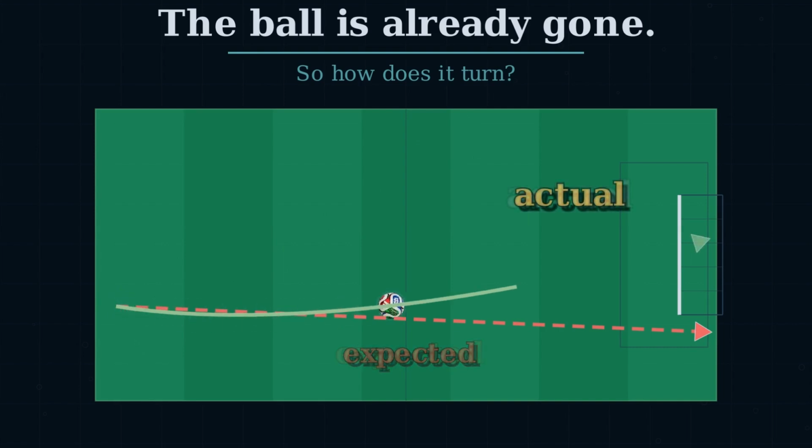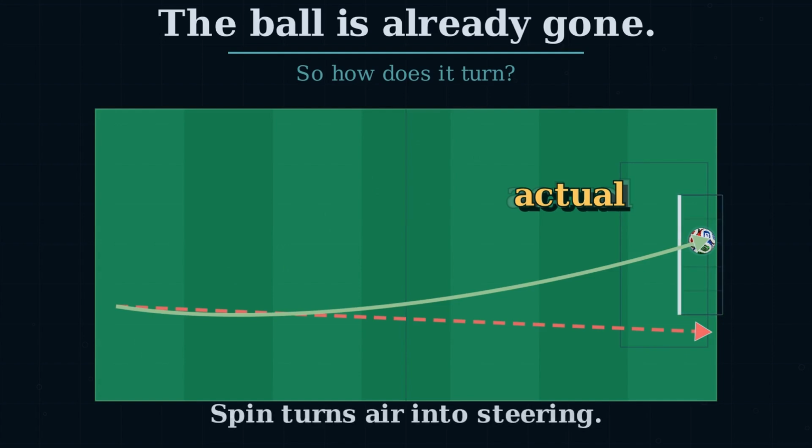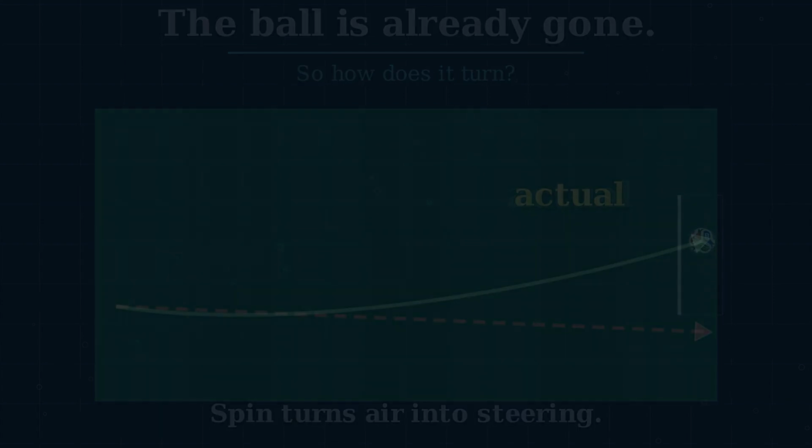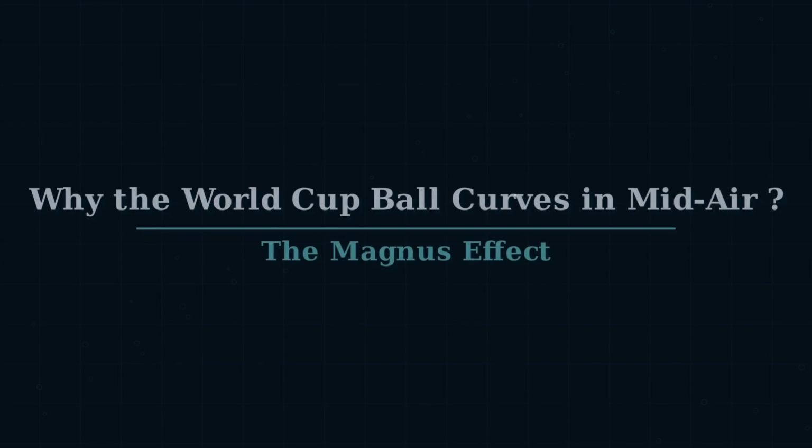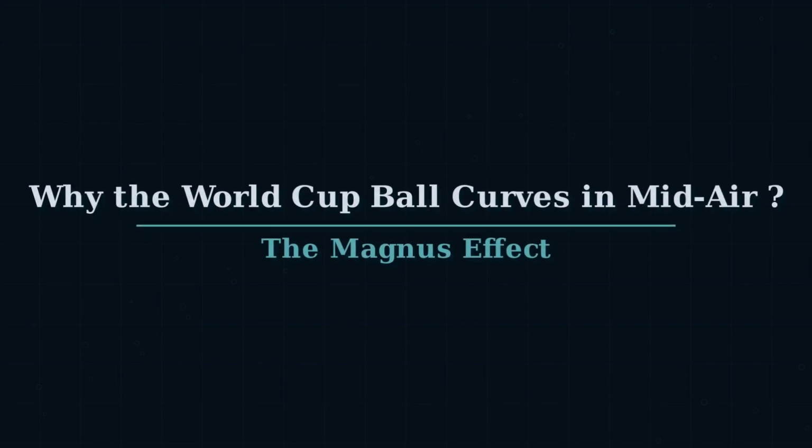Frame by frame, it bends back, it slides across the air, curls inside the post, and suddenly the impossible shot is a goal. So, what turned it after the kick? The answer is not magic, it is spin turning air into a steering force.